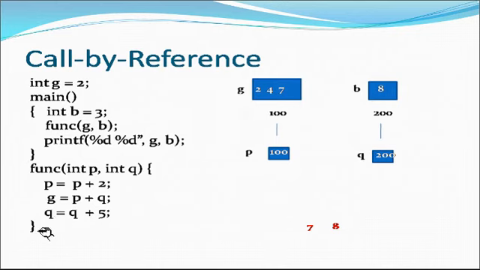And the last statement, Q, will modify the value of Q to be 3 plus 5, that becomes 8. And so now when you try to print the value of G, G is what is shown in the box for G, 7. And what is shown in the box for B, 8. Output of the program will be 7 and 8.